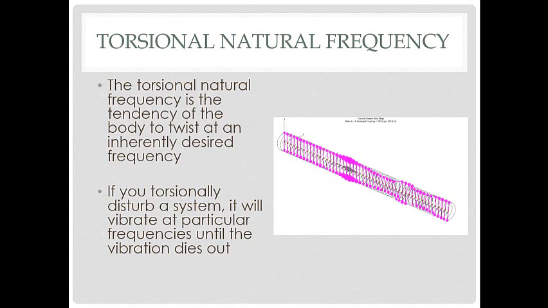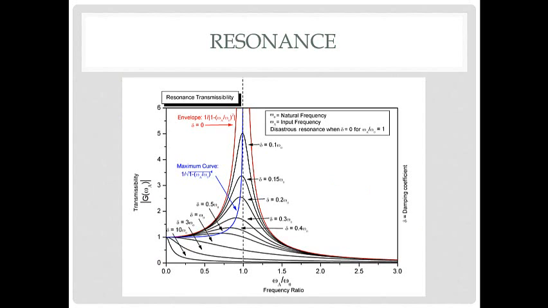So why are these torsional natural frequencies such a big deal? They're a big deal because of resonance. And what I have here is a classic resonance transmissibility graph. Almost any vibration textbook always has this graph to explain the concept of resonance. This graph has transmissibility on the y-axis and the frequency ratio on the x-axis. So omega 0 here is the natural frequency, and omega A is the input frequency.